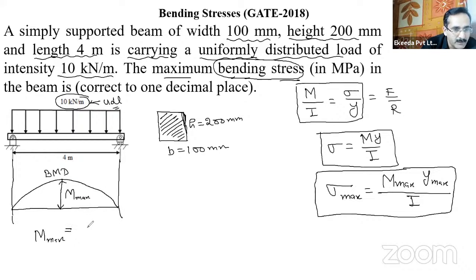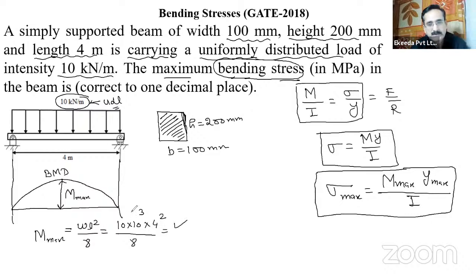This M max is given by W L square by 8, right? Length is 4 meters and W is 10 kilonewton per meter. So this is 10 multiplied by 1000 to remove the kilo, so that it is in SI unit. L, length is 4 meters, so 4 square by 8. This is the M max. Now we want Y max, right?